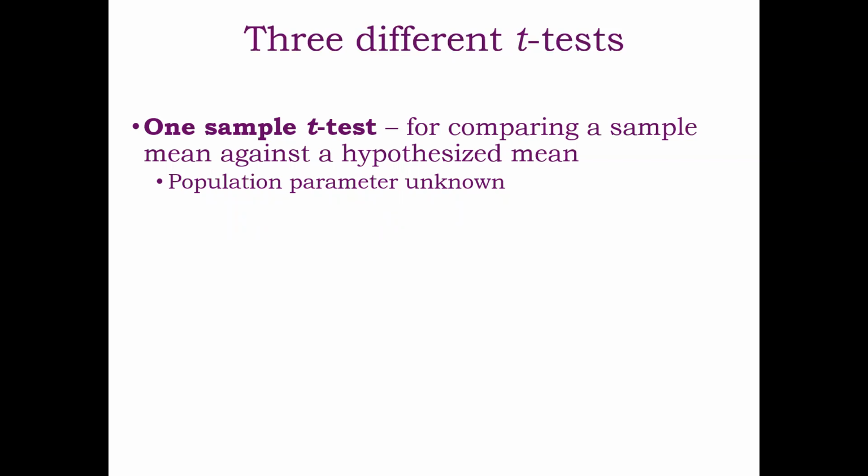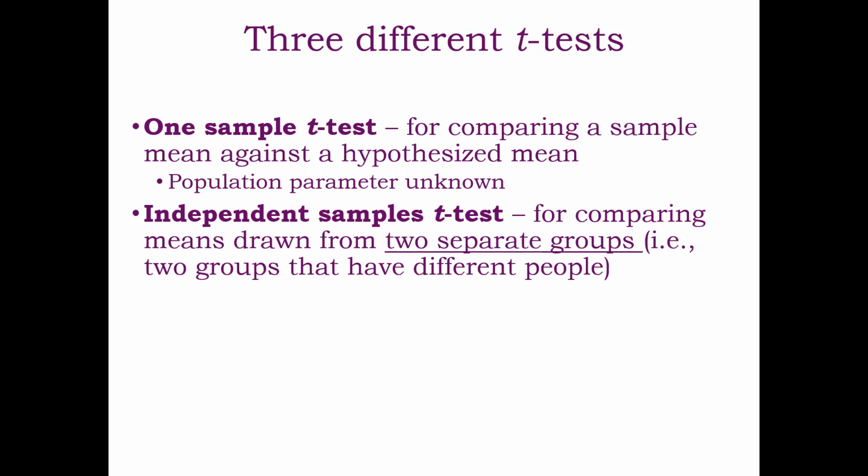We don't know the parameters, right? Then we'll move on to the independent samples t-test. This is for comparing means between two separate groups. This means between groups of different people.